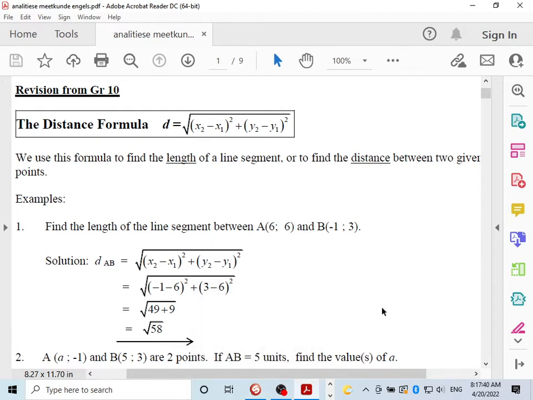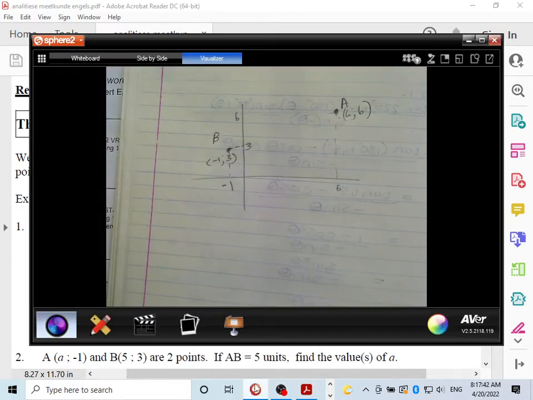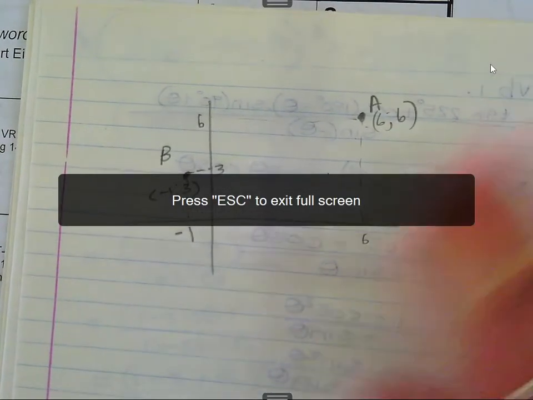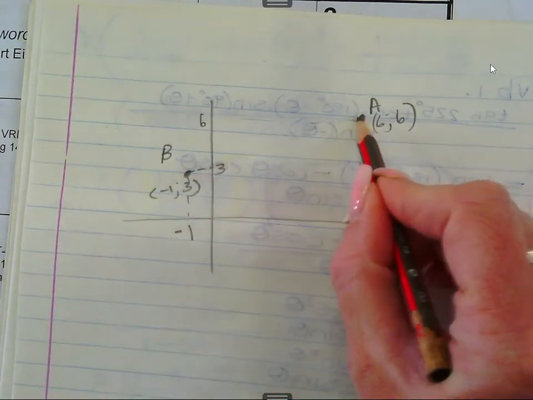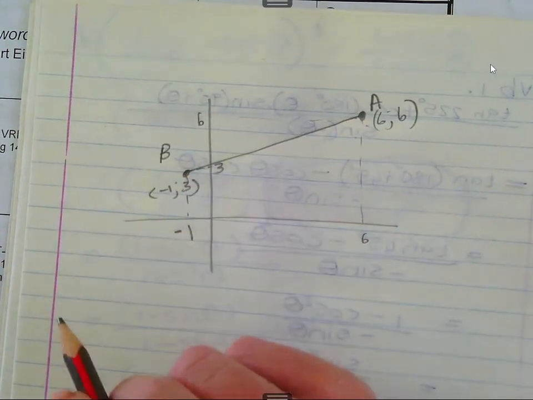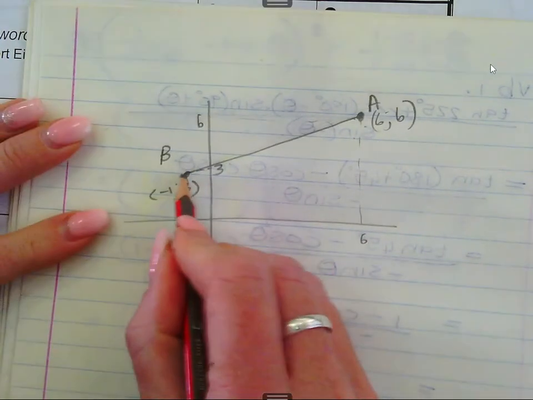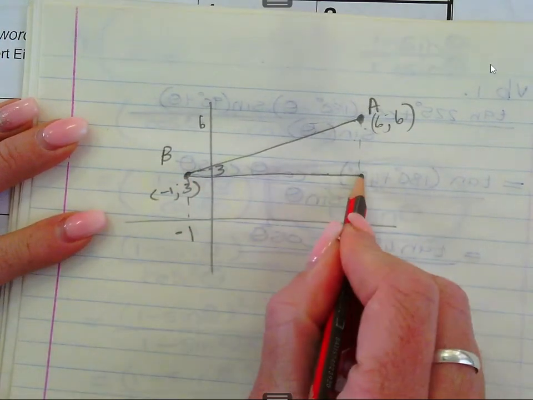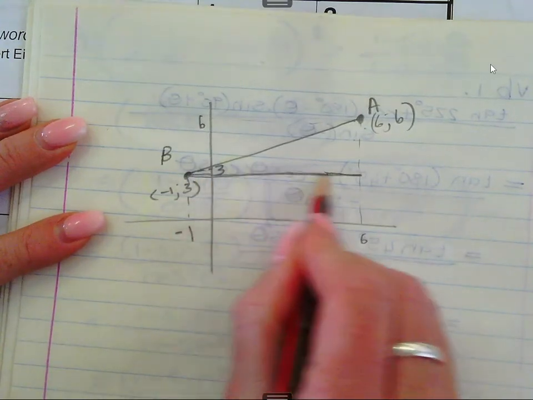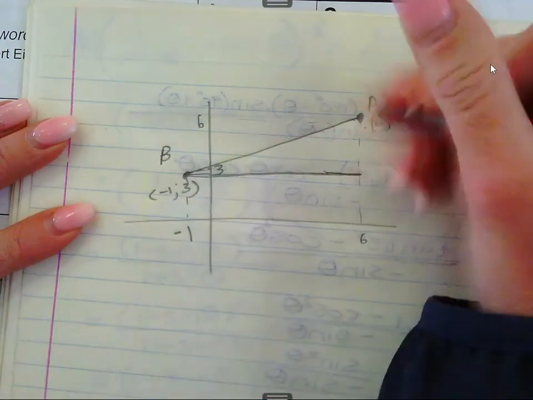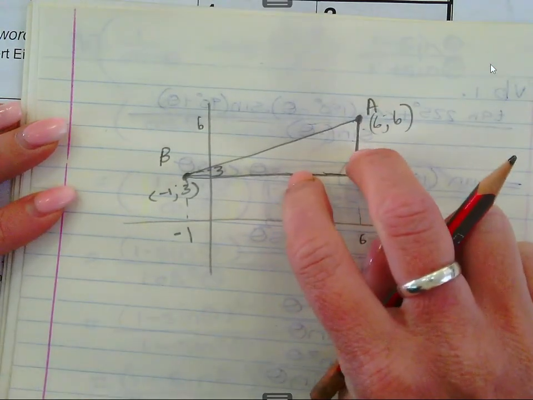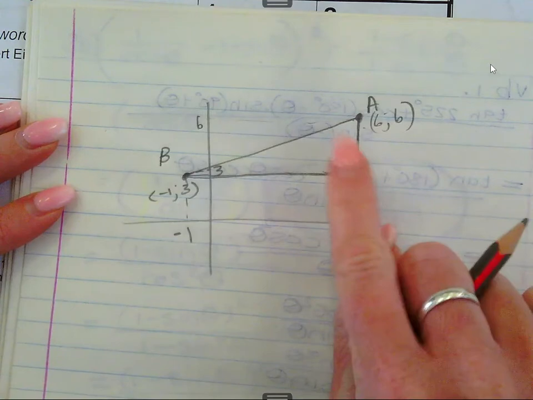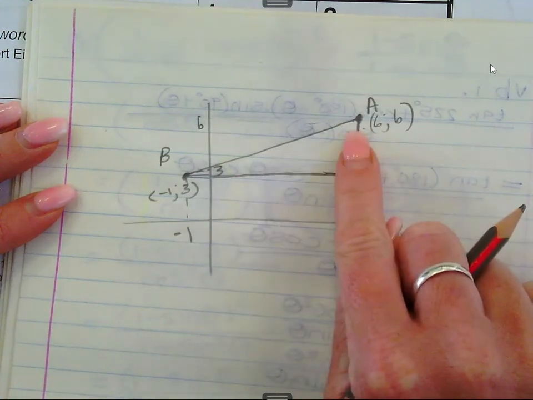Are you done? Okay, look here. This is what they would ask. They want to find the distance of the line AB. So what they're doing is we're finding the length of x, and we're finding the length of y. We square them, we add them, and we take the square root. Then we've got the length of the hypotenuse.